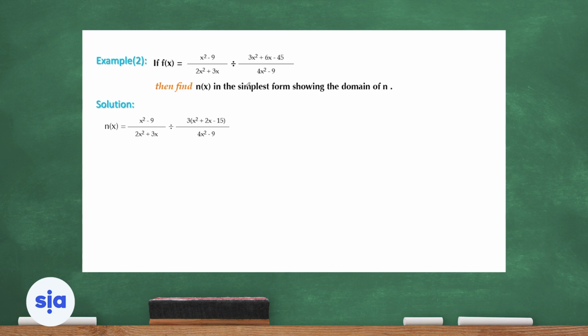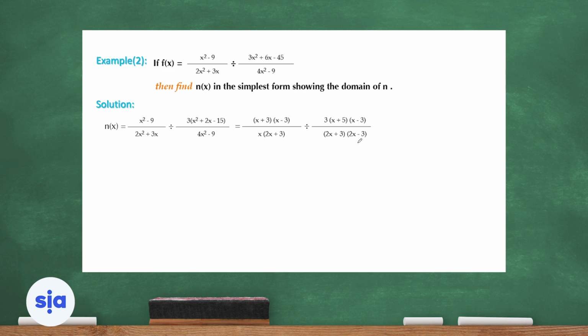Here we're going to write the question. As you can see, in this numerator we took 3 as a common factor. If I factorize the first one, a difference of two squares, it's x plus 3 times x minus 3 over, and down here in this denominator I take x as a common factor, divided by, after I take 3 as a common factor here, I can factorize this quadratic expression as x plus 5 times x minus 3, and down here again another difference of two squares, 2x minus 3 and 2x plus 3.